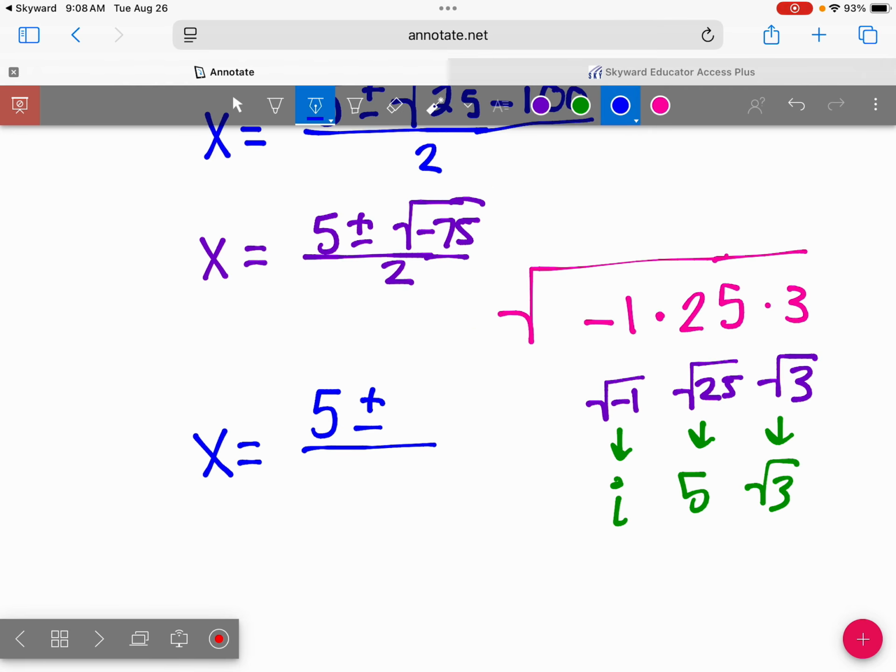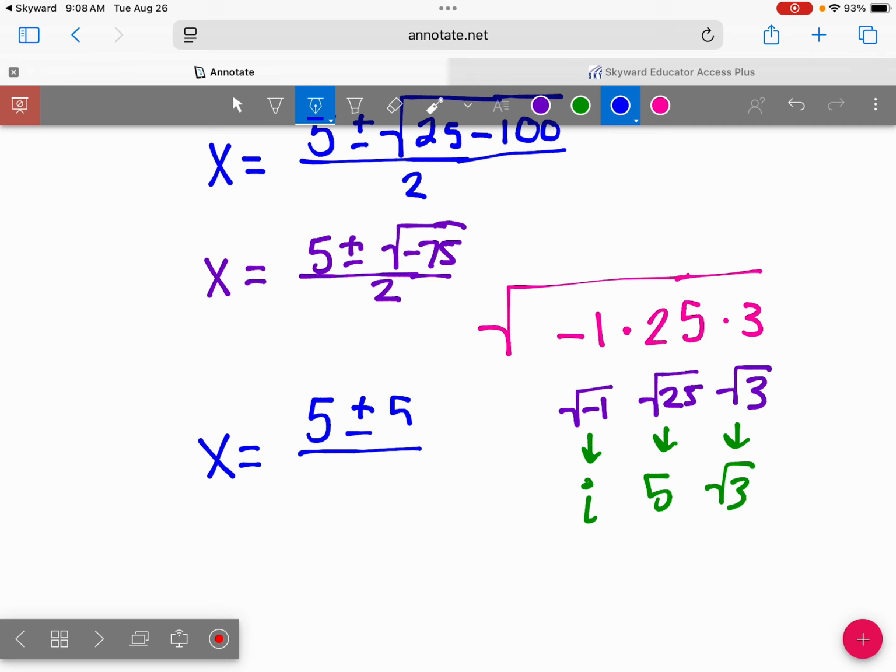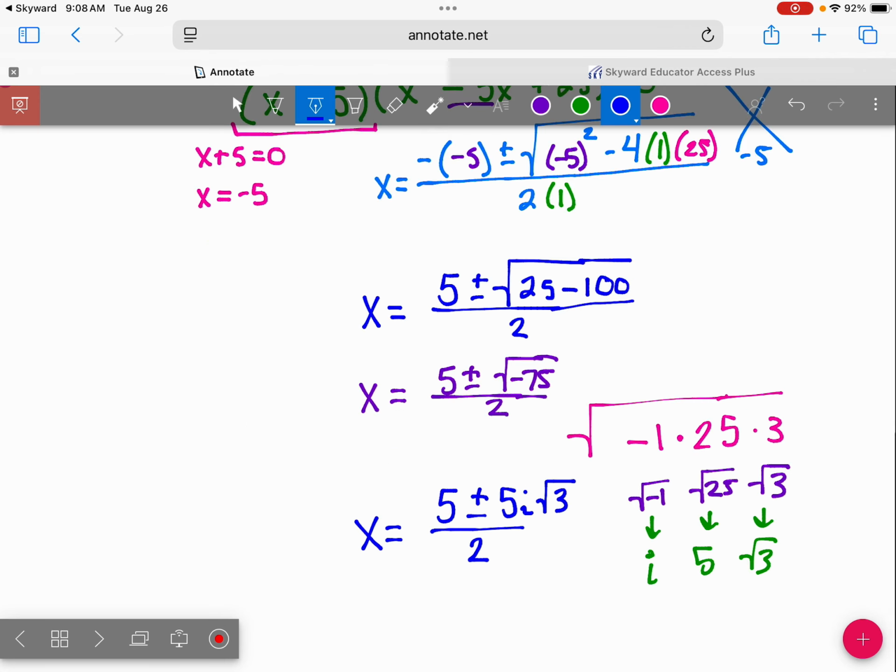We tend to put our number, then the imaginary, and then the root. 5i root 3. If you put i5 root 3, that's fine. Just don't put the i inside the radical. And then we're good. And our denominator is 2. It's gross, but we have 2 solutions here, because we have our plus or minus. It's just that they're both complex and gross.